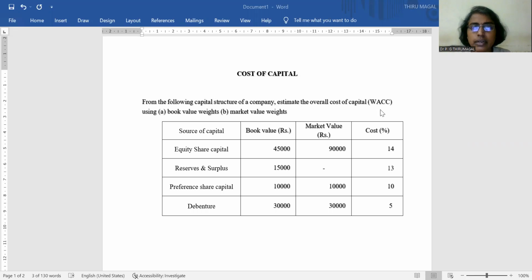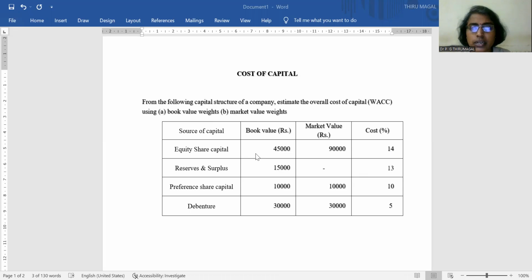Another name, as we discussed, is overall cost of capital or composite cost of capital. Here two values have been given, that is book value as well as market value. We have to find out the WACC using the book value as well as the market value. The data given in the problem is the source of capital, then book value, then market value, and individual cost.